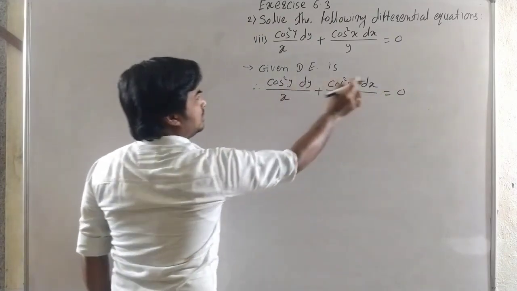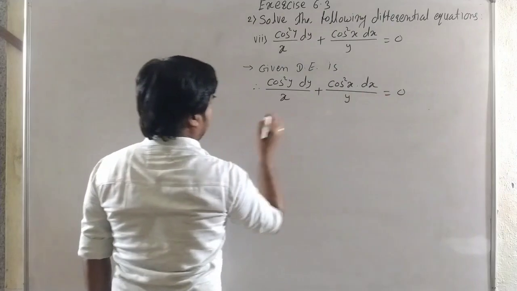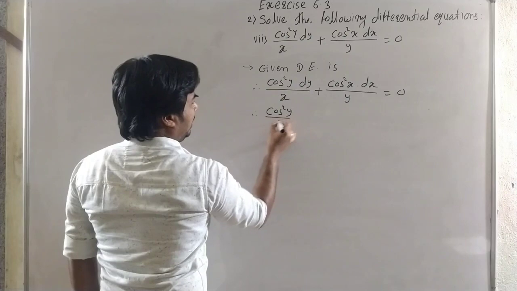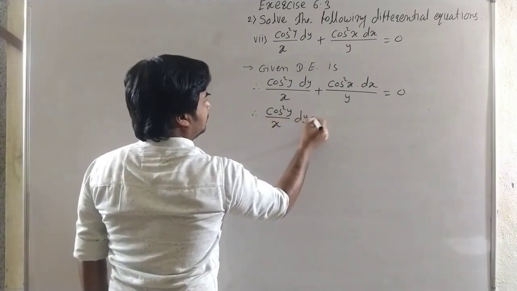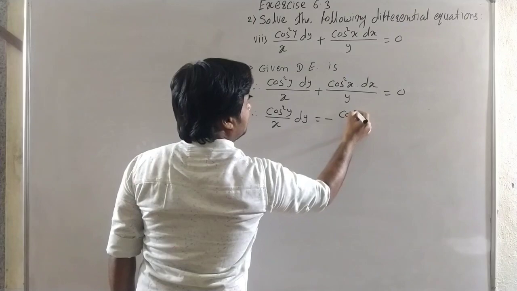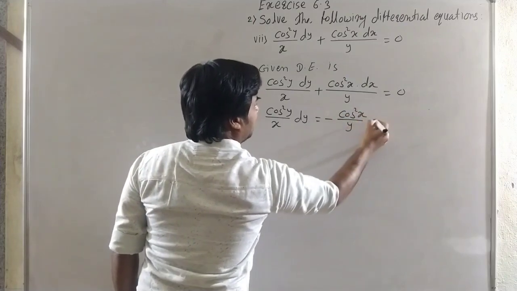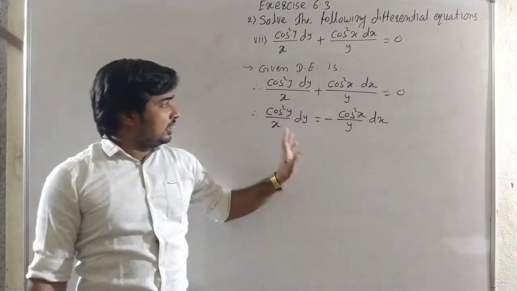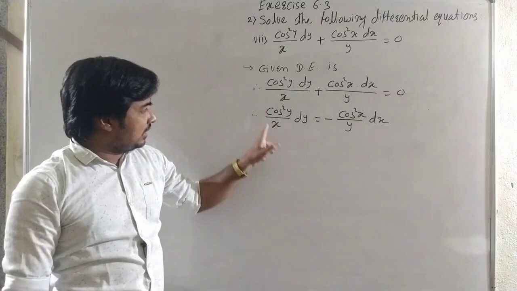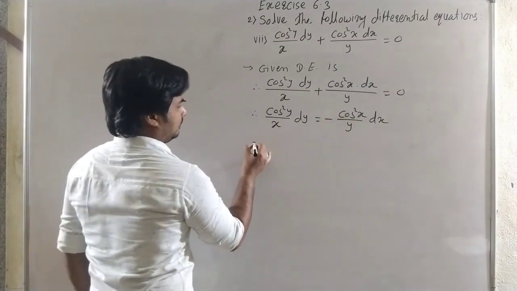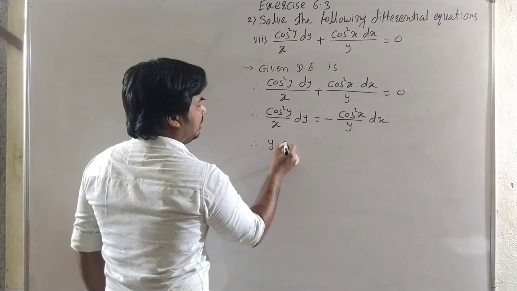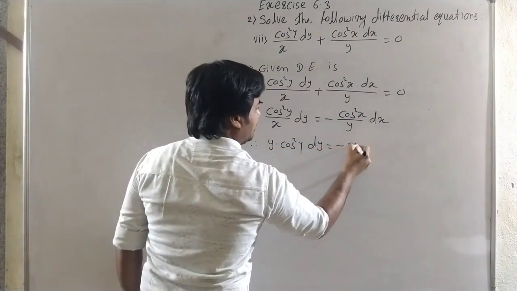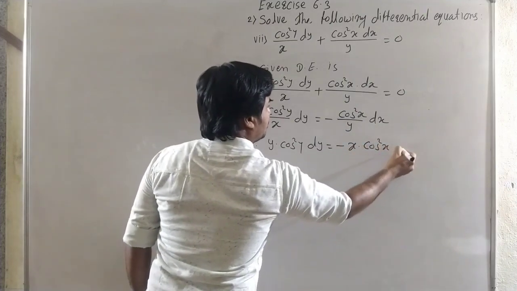First, separate the differential coefficient. We can take this to the RHS. Therefore we get cos square y upon x dy is equal to minus cos square x upon y dx. Here the differential coefficients are separated. Now this y we can write here and this x we can write here. Therefore it is y into cos square y dy is equal to minus x into cos square x dx.